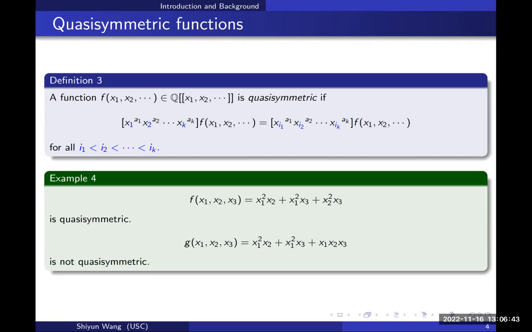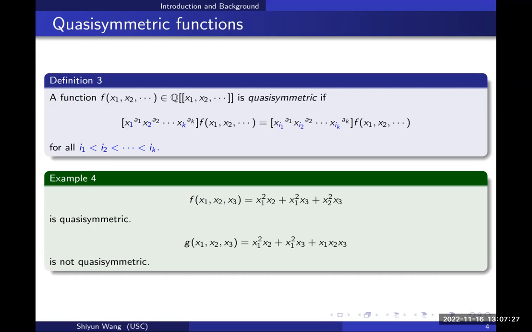So a quick review of the definition of a quasisymmetric function. It is a formal power series where, if you look at two terms in the function, take the coefficient of x1 through xk to the powers a1 through ak. If you take any strictly increasing sequence of subscripts i1 through ik, then the term with those subscripts and the same corresponding powers should have the same coefficient in the function.